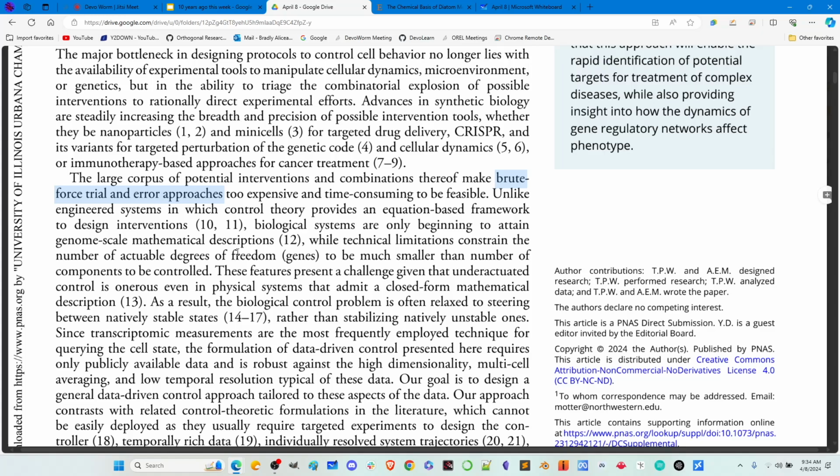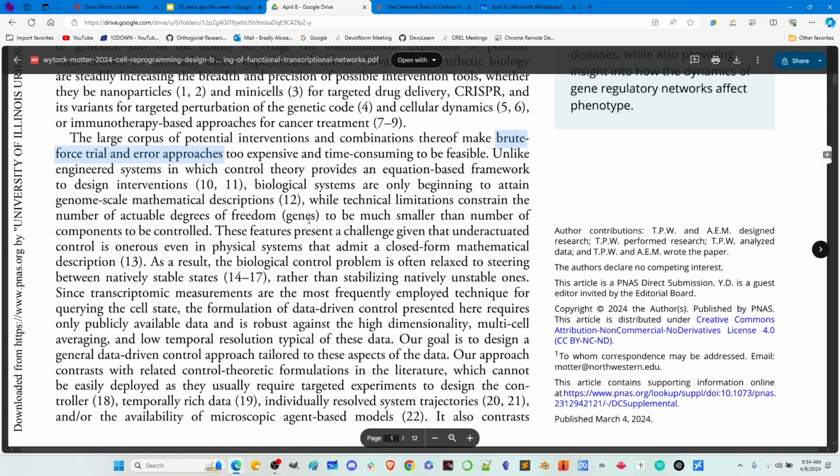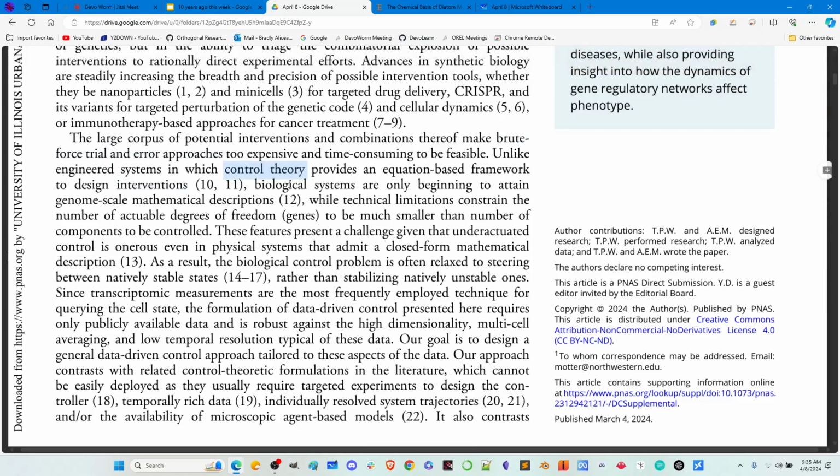Those things are all very time consuming, and so it would be nice to have a mathematical model that would streamline that process. And so they talk about control theory being an engineering discipline, and how in biology you can use control theory, but you need to approach it in a different way.